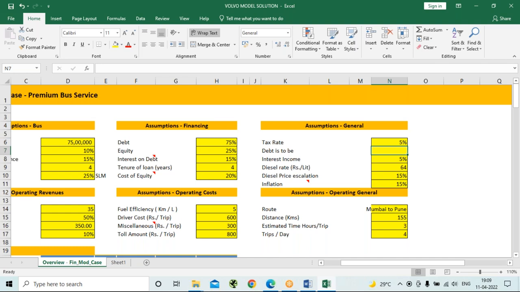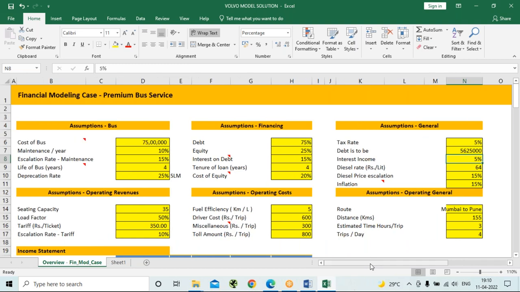And the debt value is going to be 75 lakhs, at 75%. So here the debt value we have been given is 75%. Let us calculate with this, which comes up to 56,25,000. So this is going to be the table of information to prepare the reports for this case study.